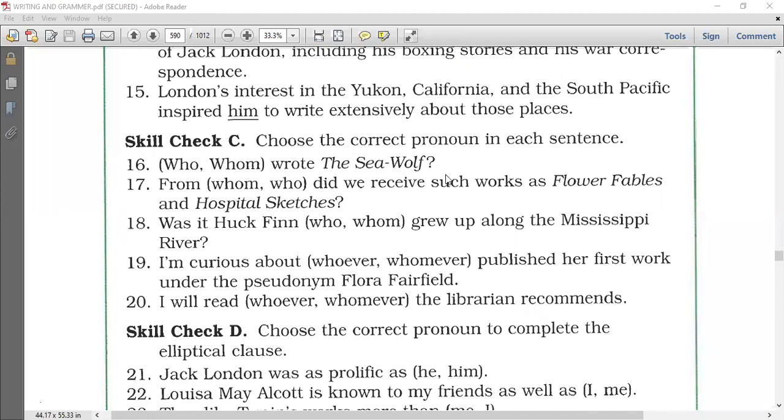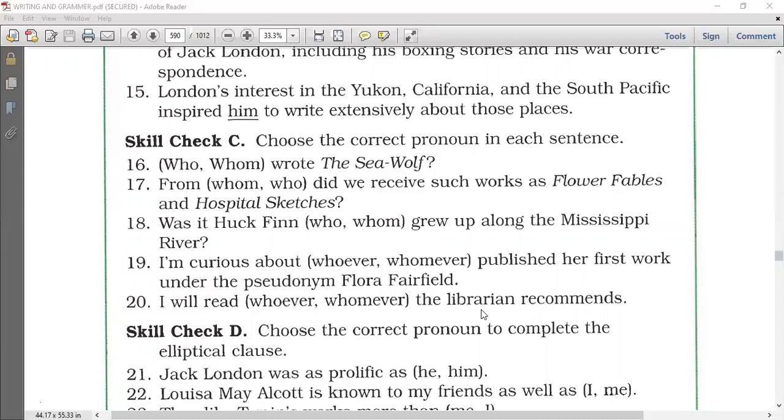Number 18. Can I answer? Sure. Lolwa, go ahead. Who grew up along the Mississippi River? Was it who? Who grew, because it's the subject of the verb grew. Okay, Ganaguda, number 19.